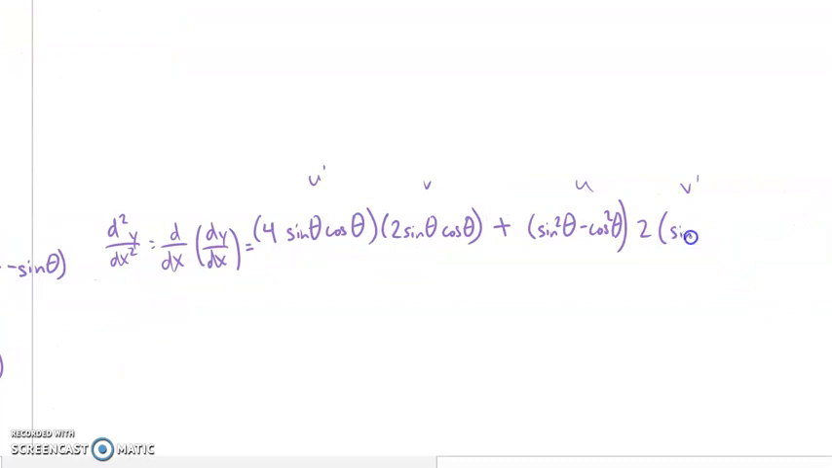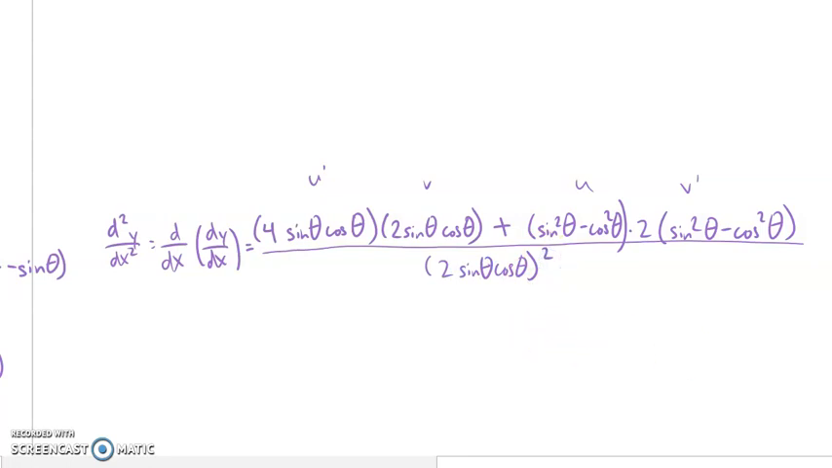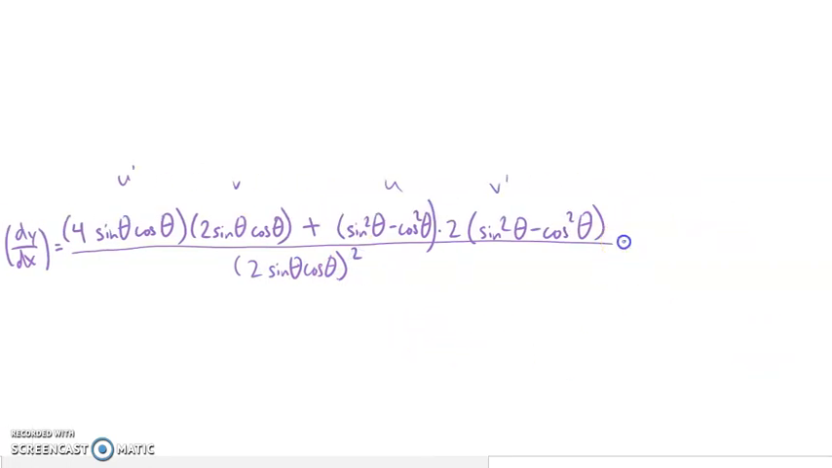And then a sine squared of theta is multiplied by, right? Theta minus cosine squared of theta. That's my u prime v minus u v prime all over v squared. So that's 2 sine of theta cosine of theta squared. But don't forget the chain rule, so that's going to be times dx d theta. In other words, divided by d theta dx.